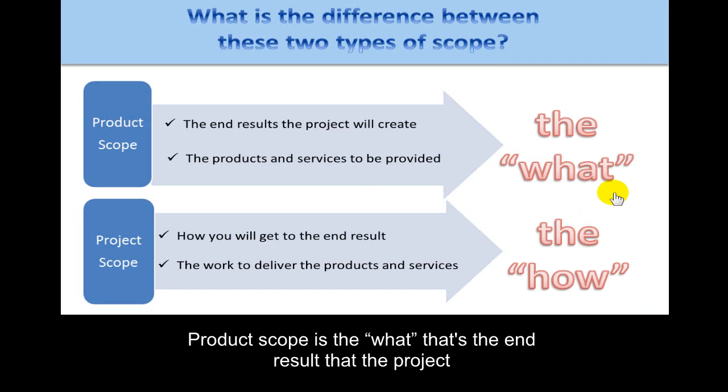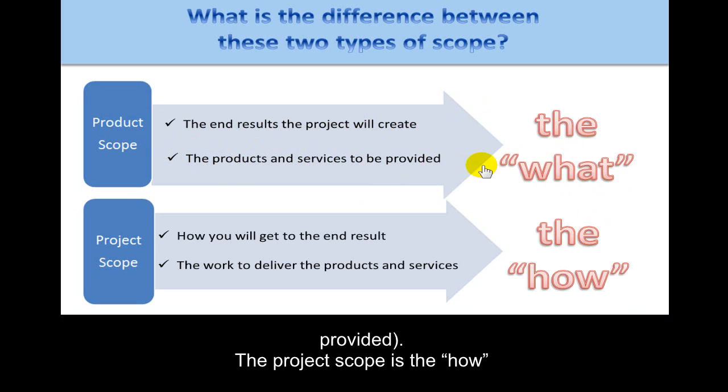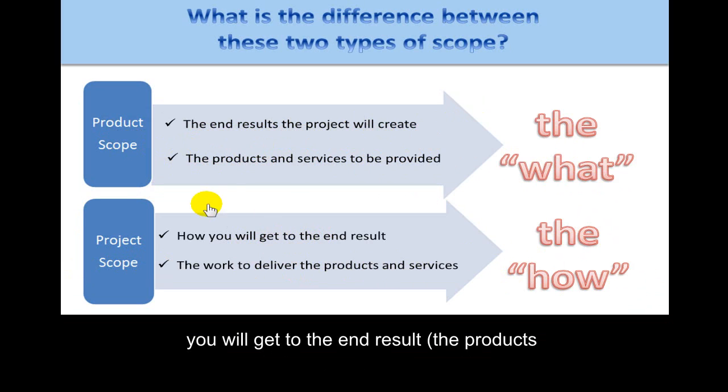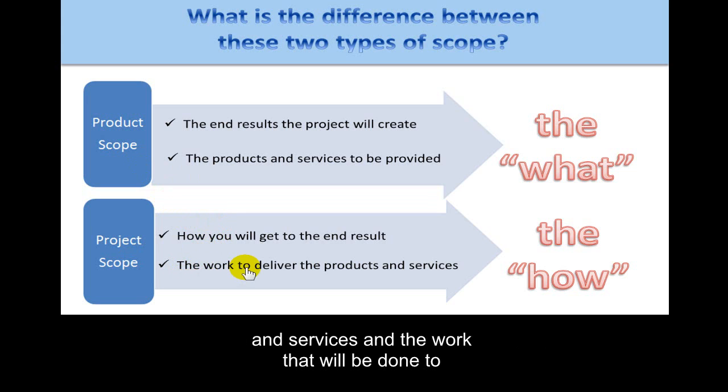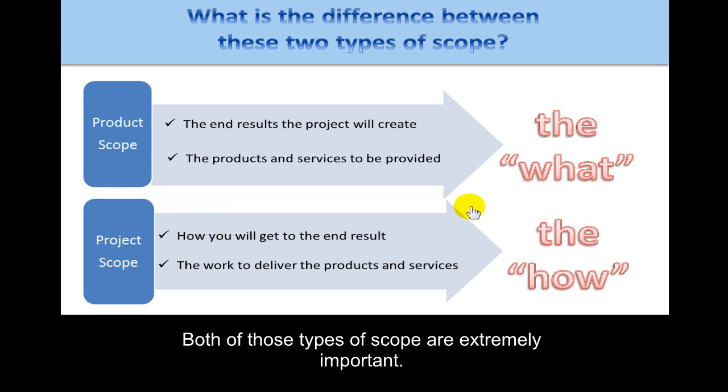I'm sure you remembered that product scope is the what. That's the end result that the project will create, the products and services to be provided. And the project scope is the how you will get to the end result, the products and services, and the work that will be done to deliver the products and services. Both of those types of scope are extremely important.